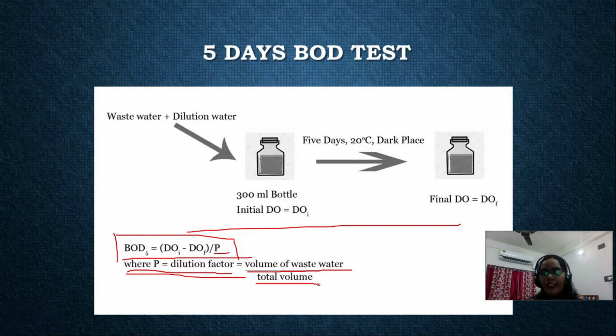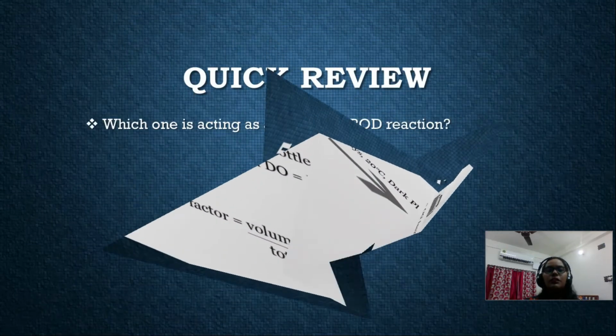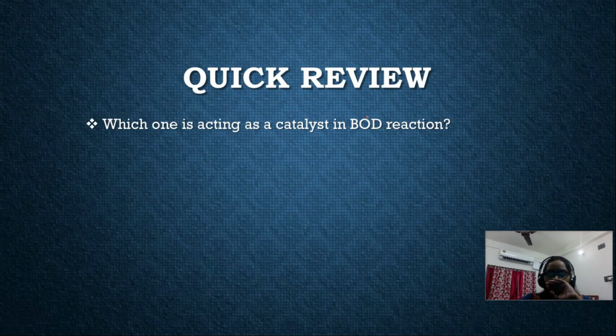Yes. Okay. So come to the next slide. Now this is just a quick review. Whatever I have told you, you can understand all the things or not. This is just a checking. So the question is, which one is acting as a catalyst in BOD reaction? This is your question. So you have to think about it.